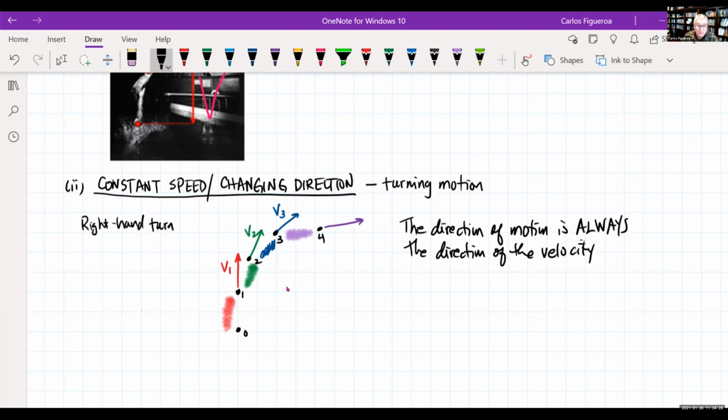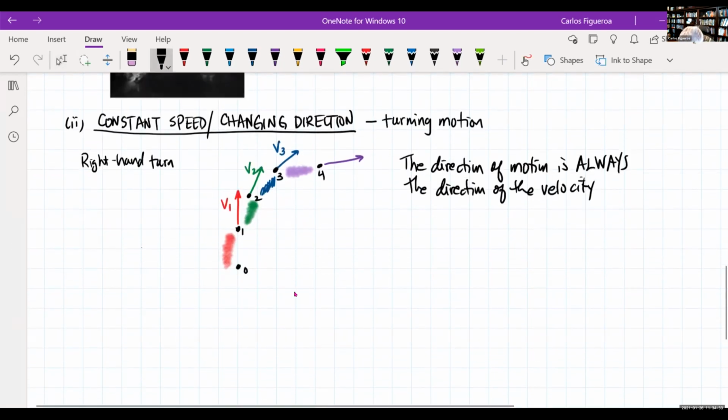So to try to clean this up a little bit, maybe we do this type of thing. Then when I look at my velocity, all the vectors are roughly the same length, but they're changing. So you're seeing a change in direction here.